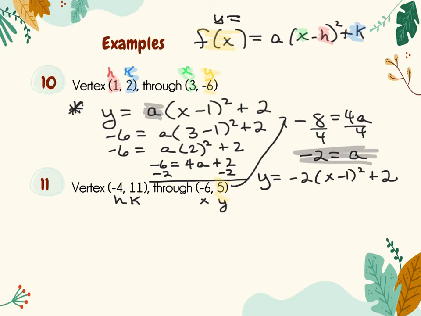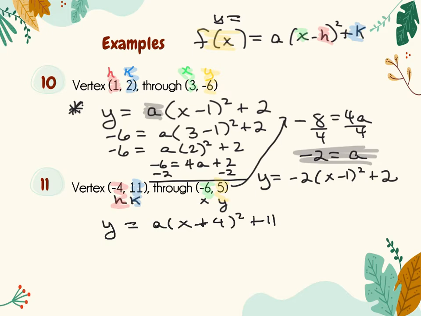The x is the green. The blue is the k. And the red is the h. So let's go ahead and plug in. So y, I'm going to change the f of x into a y, equals a, and then I'm going to do x plus 4 squared plus 11. All I've replaced so far is the h and the k.